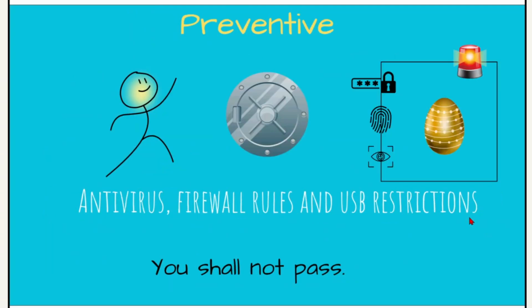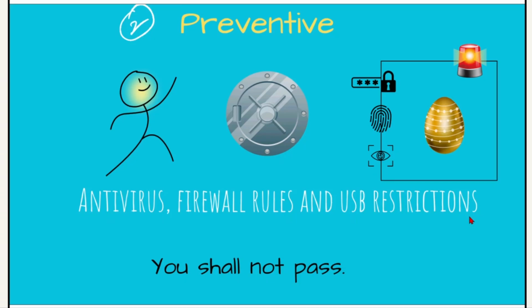The next one is preventive. So now let's say the Night Fox has passed the deterrent control. He is inside the premises. He is aware that this area is being monitored, but now there are things that should be able to prevent him from moving towards the golden egg. We are talking about logical control here.